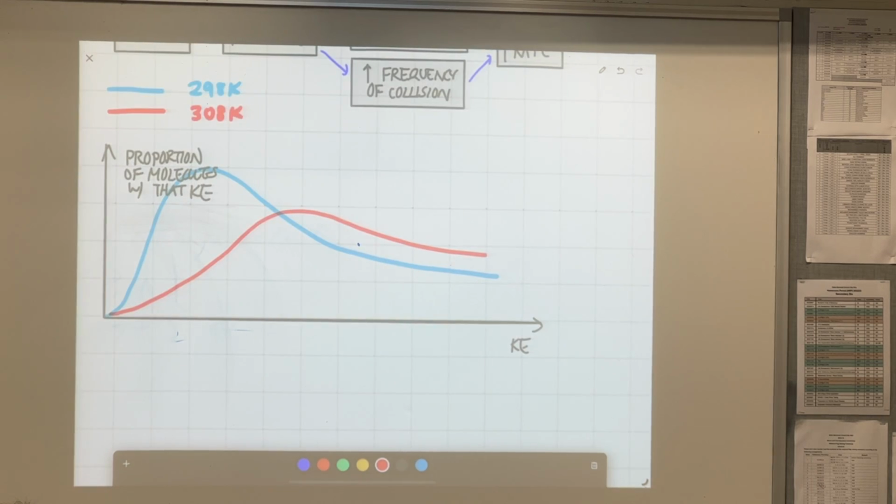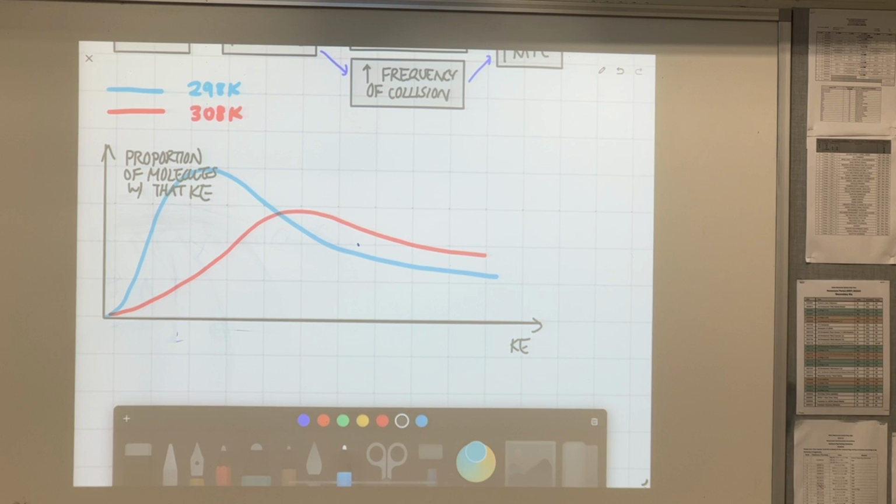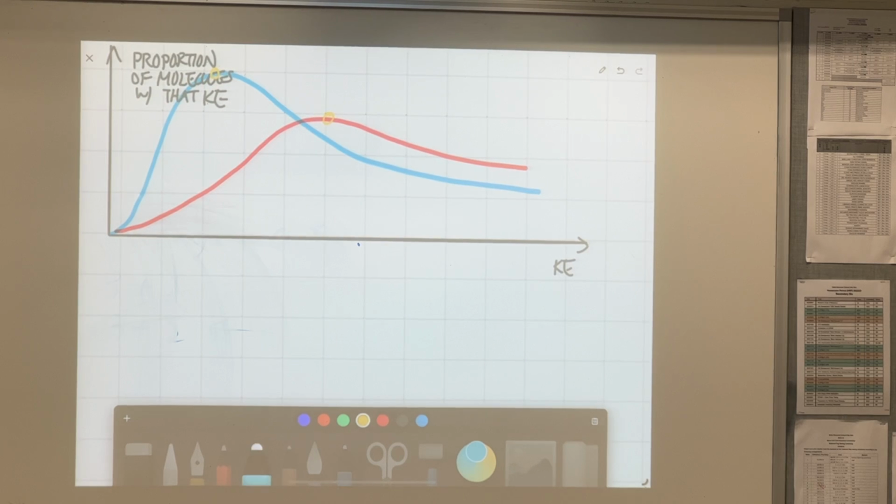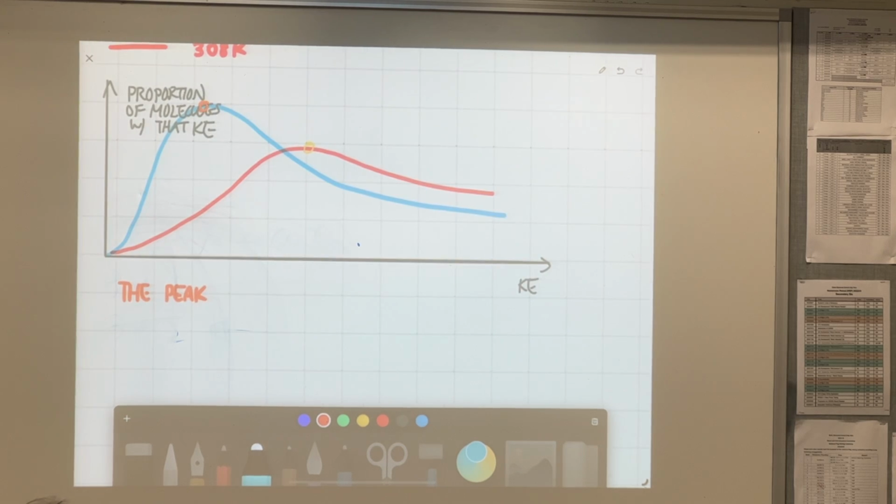So just put down what you need to be careful of. Number one is that the peak should be lower and further to the right. So write this down, the peak. So this is the peak. Should be lower and further to the right. So further to the right hand side.